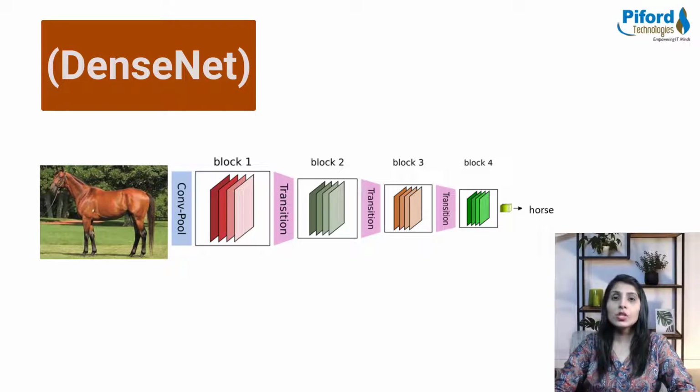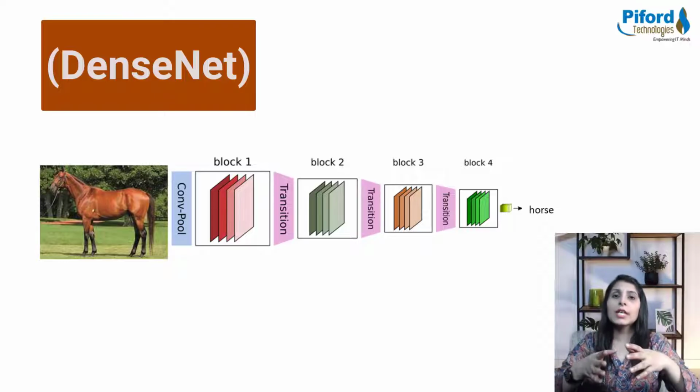So guys, in this video I'll talk about DenseNet, dense convolutional neural networks. DenseNet is an image classification algorithm and it was developed to improve the accuracy of a model by handling the problem of vanishing gradients.